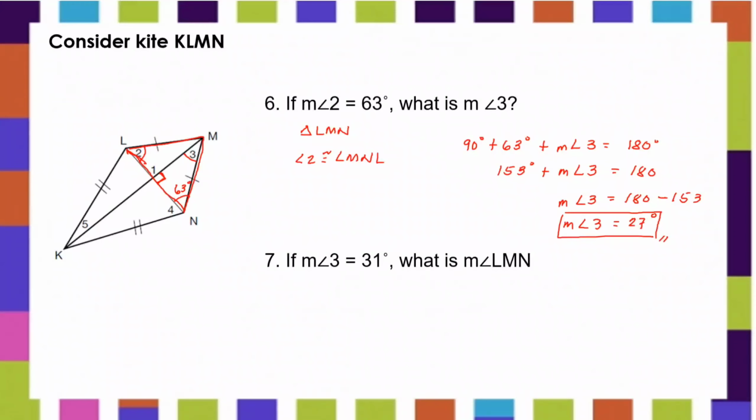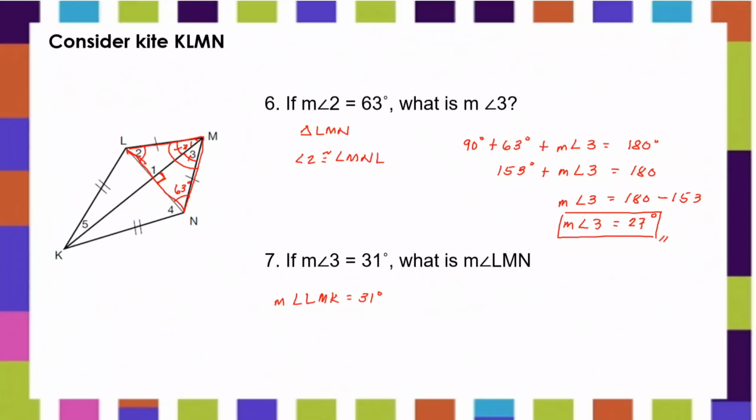Next, ang sabi dito, if the measure of angle 3 is 31 degrees, so kung ang measure daw ng angle 3 ay 31, what is angle LMN? So, ano naman yung measure nung buong angle na ito? Take note that angle 3 is congruent to this angle. Okay? So, if angle 3 is 31 degrees, therefore, yung angle na to ay 31. The measure of angle LMK is also 31 degrees. This is also 31 degrees.